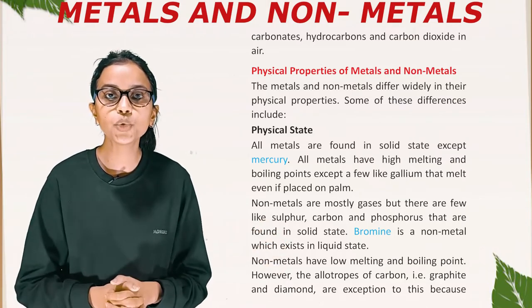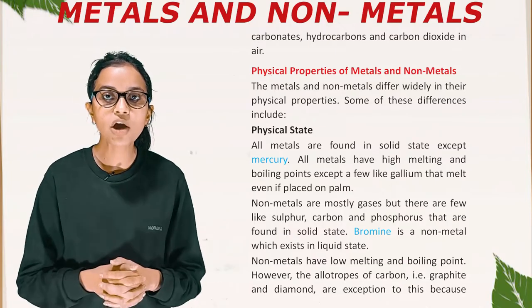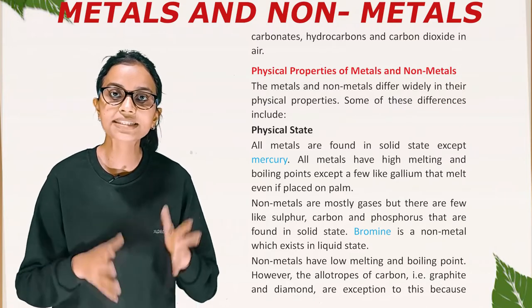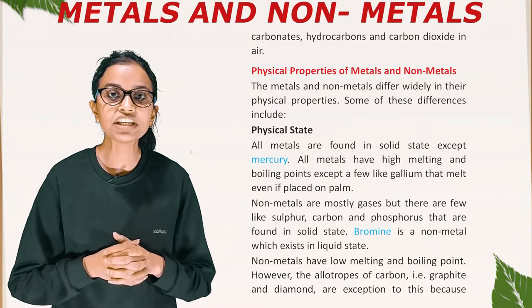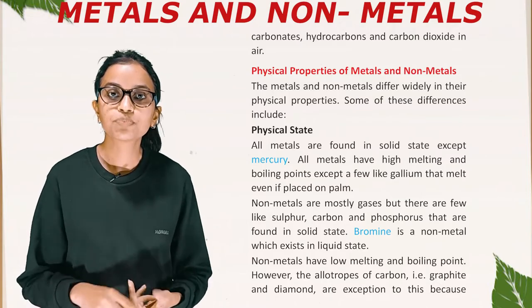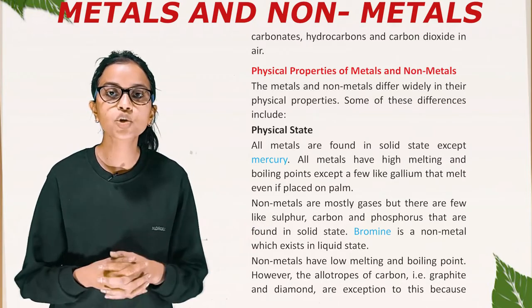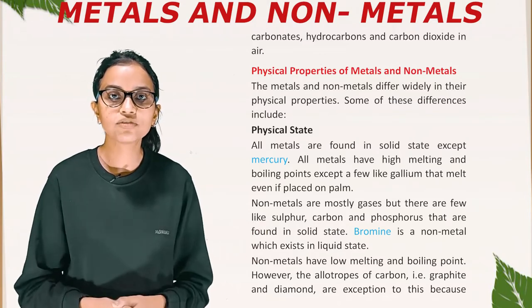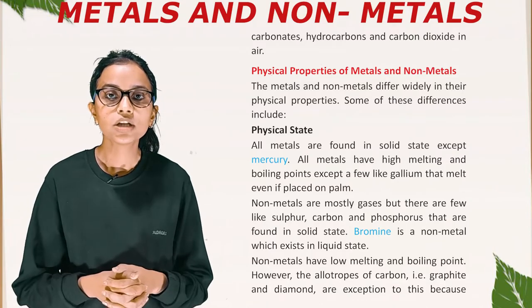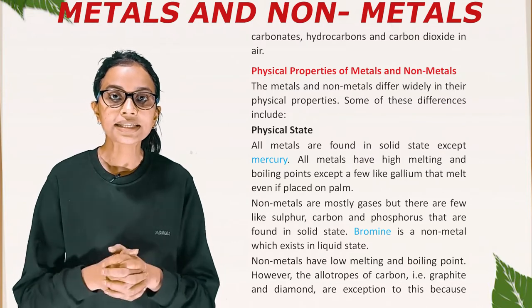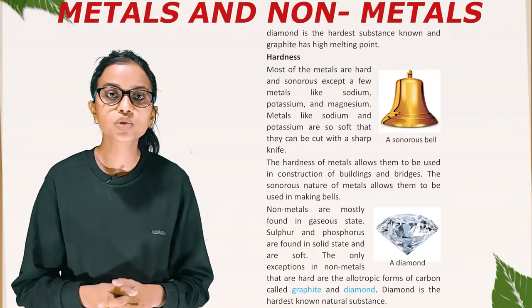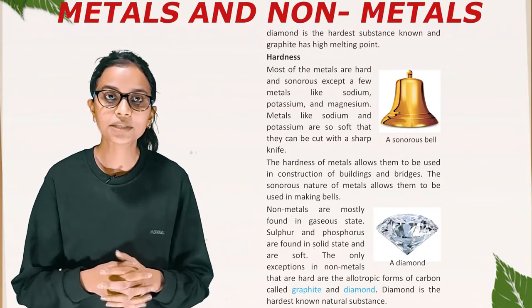Some of these differences include physical state. All metals are found in solid state except mercury. All metals have high melting and boiling points except a few like gallium that melt even if placed on the palm. Non-metals are mostly gases, but there are a few like sulfur, carbon and phosphorus that are found in solid state. Bromine is a non-metal which exists in liquid state. Non-metals have low melting and boiling points. However, the allotropes of carbon, that is graphite and diamond, are exceptions to this because diamond is the hardest substance known and graphite has a high melting point.